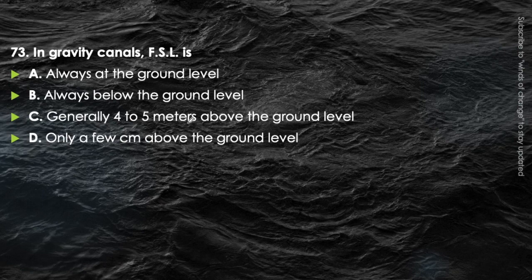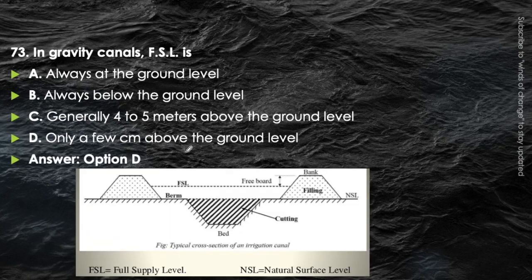It cannot be provided 4 to 5 meter above ground level, because in the case any mishap occurs, the amount of the discharge will be very high. It will be flooded into the field surrounding it. So that is why we do not provide this much water. We will provide only a few centimeters above the ground level. Okay, you can see here, this is the canal cutting, and full supply level is above the normal natural surface level. Okay, that is the ground level. This is the full supply level, and there is also a freeboard provided of a few centimeters. So obviously it will be kept a few centimeters above the ground level.